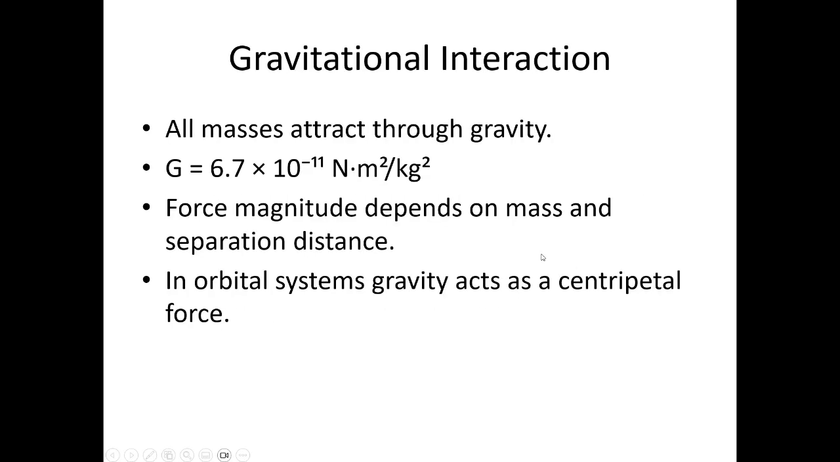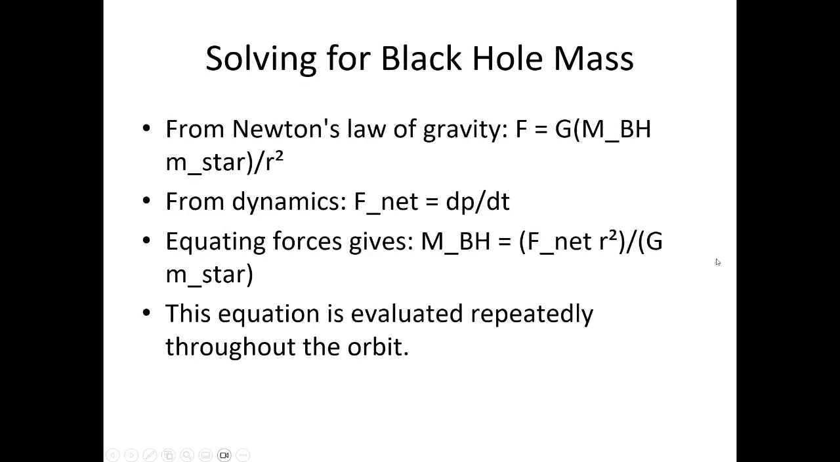The star's motion in this system is caused by the gravitational attraction of the black hole. According to Newton's law of gravitation, all masses attract each other with a force proportional to their masses and inversely proportional to the square of the distance between them. In orbital systems, gravity acts as the centripetal force that continuously pulls the star towards the black hole, while the star's velocity carries it forward.